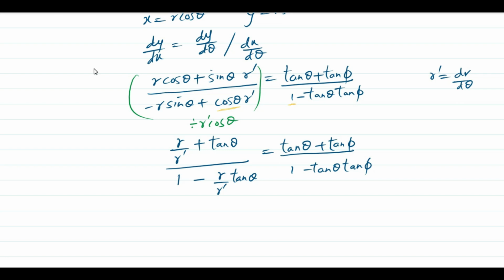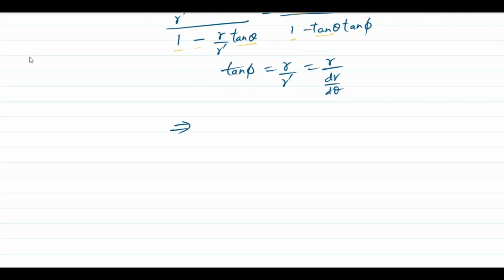Now both the LHS and RHS can be easily compared. If you see the denominator, there is a 1 here, there is a 1 here, and minus also exists, and there is tan theta here, there is tan theta here. So where there is tan phi, there is r by r dash. Similarly, in the numerator, there is a tan theta here, and where there is tan phi, there is r by r dash. So comparing both the LHS and RHS, we can write tan phi is equal to r by r dash, that is r by dr by d theta. That implies tan of phi equals r into d theta by dr.